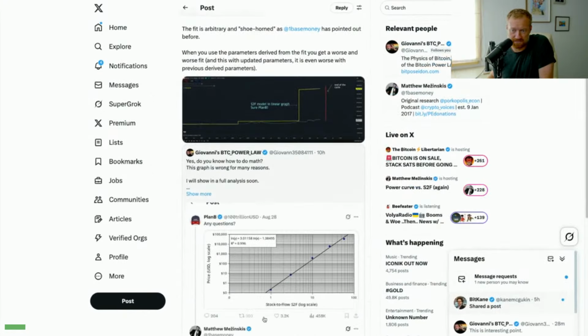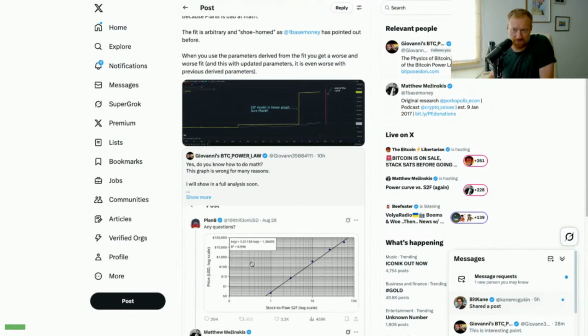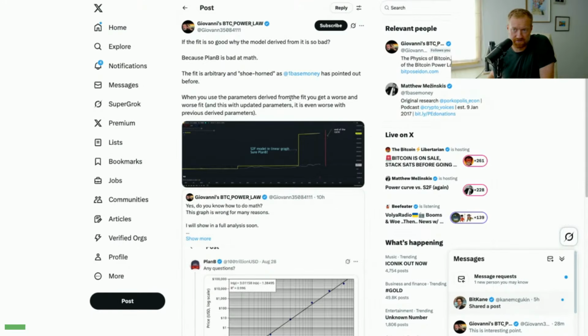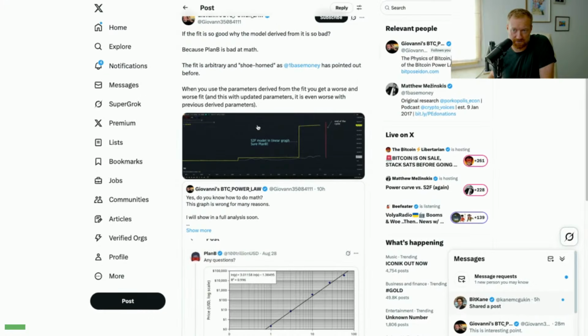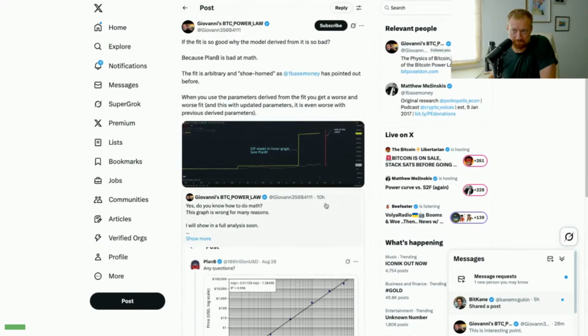Giovanni had a take on this as well, posted below, and then wrote a couple other things. Yes, he says it's an arbitrary, shoehorned model. When you use the parameters derived from the fit, you get a worse and worse fit, and with updated parameters, it is even worse than with the previously derived parameters. I will show you exactly what he's talking about.